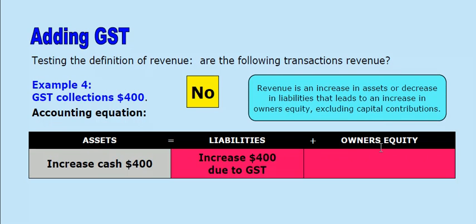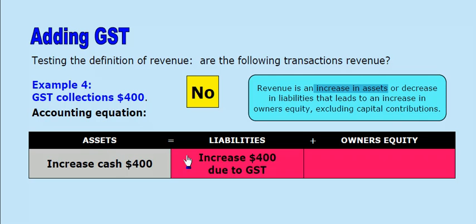Let's consider GST. Let's assume that the business has collected $400 GST. Is that cash inflow, $400 due to GST, is that a revenue item? Well, cash has certainly increased by $400 because the business has received $400 cash. So part of the definition has been met. It is an increase in assets.